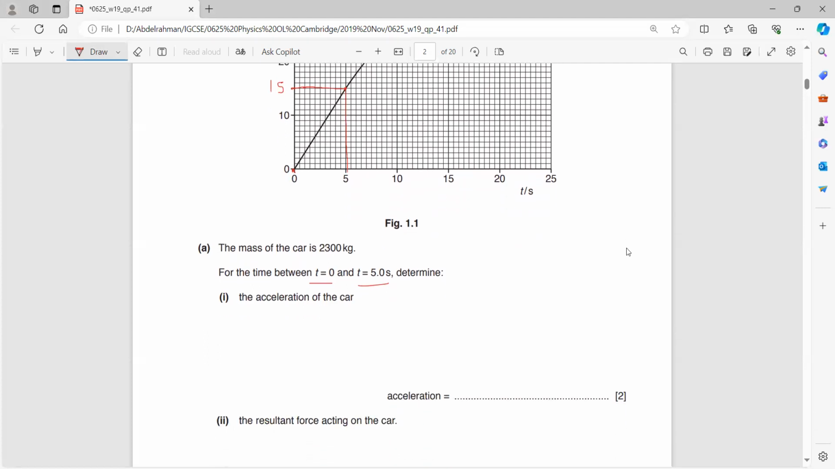هنقول له V minus U over T, so V is 15 minus U 0 over the time taken, time from 0 to 5 اللي هو 5 seconds صح. طبعا this will give me 3. What's the unit of the acceleration؟ يلا احنا عايزين نعمل refreshment. ايه اليونت بتاعت الاكسلريشن؟ Meters per second squared. برافو عليكم.